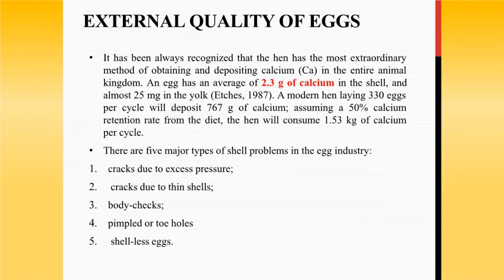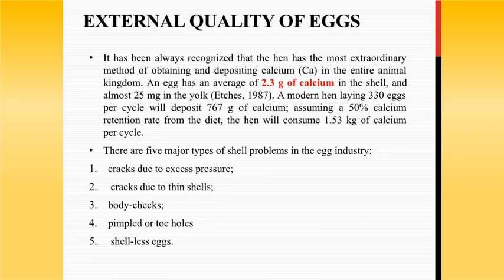External quality of eggs. It has always been recognized that the hen has the most extraordinary method of obtaining and depositing calcium, Ca, in the entire animal kingdom. An egg has an average of 2.3 grams of calcium in the shell, and almost 25 milligrams in the yolk.